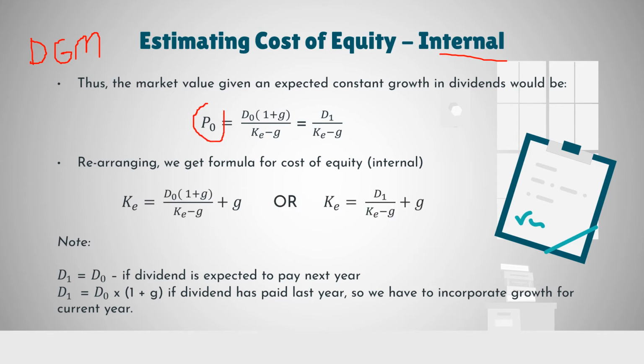So P0 stand for price. Price, kalau price kita kena kira dalam RM lah. So you ingat kalau price, this one kita nak kira the price of dividend. So P0 sama dengan D0. What is D0? D0 adalah the dividend last year. What is D1? D1 adalah expected dividend pay by next year. D1, if dividend is expected to pay next year, D0 times with 1 plus G. If dividend has paid last year, so we have to incorporate growth for current year. So this one is the formula untuk kira dividend, growth in dividend. G stand for growth.